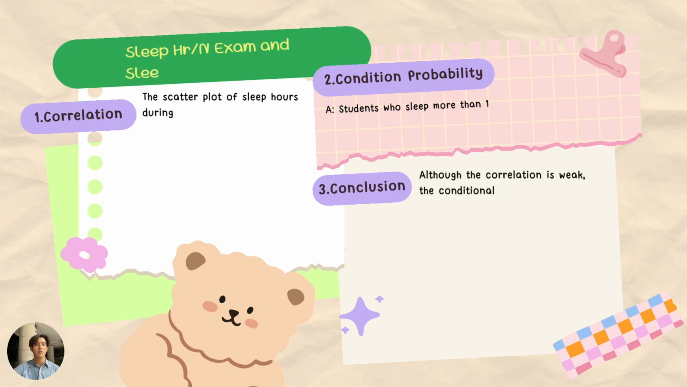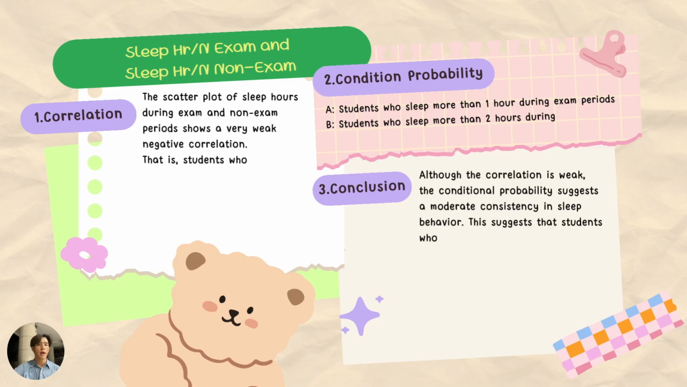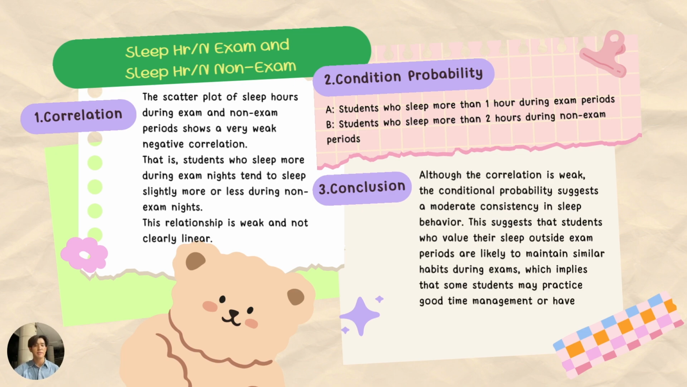And for the last pair, which is the sleep hours during exam and non-exam periods, the scatter plot of sleep hours during exam and non-exam periods shows a very weak negative correlation. That is, students who sleep more during exam nights tend to sleep slightly more or less during non-exam nights. This relationship is weak and not clearly linked.